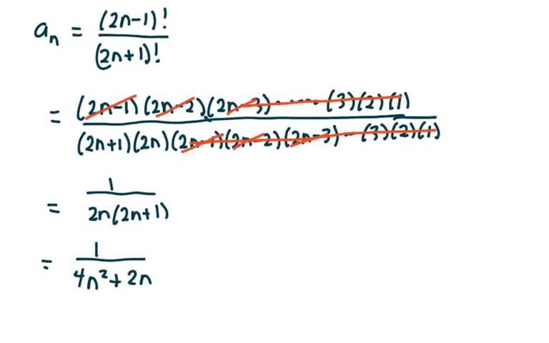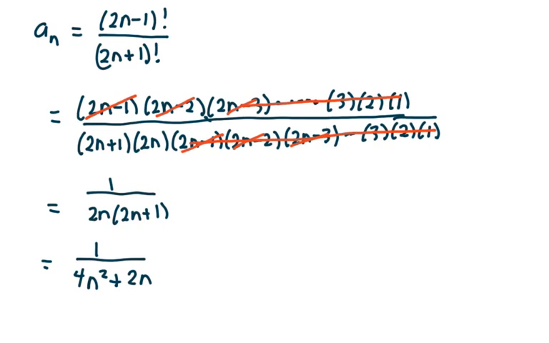So the nth term of this sequence is given by 2n minus 1 factorial divided by 2n plus 1 factorial. But 2n minus 1 factorial is 2n minus 1 times 2n minus 2 times 2n minus 3 all the way down to 3 times 2 times 1. And we're dividing by 2n plus 1 factorial, which can be written as 2n plus 1 times 2n times 2n minus 1 times 2n minus 2 times 2n minus 3 all the way down to 3 times 2 times 1.